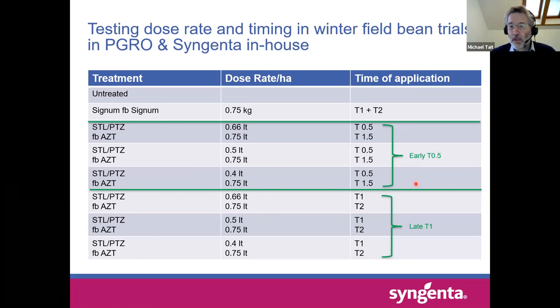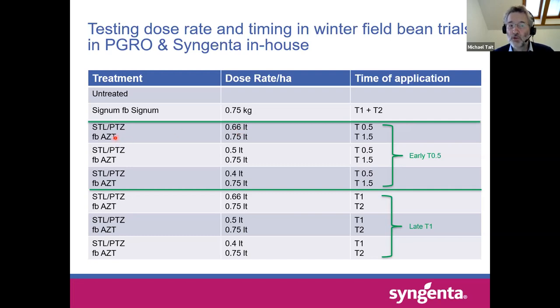This box up here shows you where we did early applications. I've called it early because the first timing was what we call a T0.5, and the second timing was at T1.5. You will see here that we've used our new product at a number of rates: the anticipated approved rate, a 0.5 litre rate, and a 0.4 litre rate, because we wanted to explore two things. One was the effect of rate, and two, the effect of timing of the product.